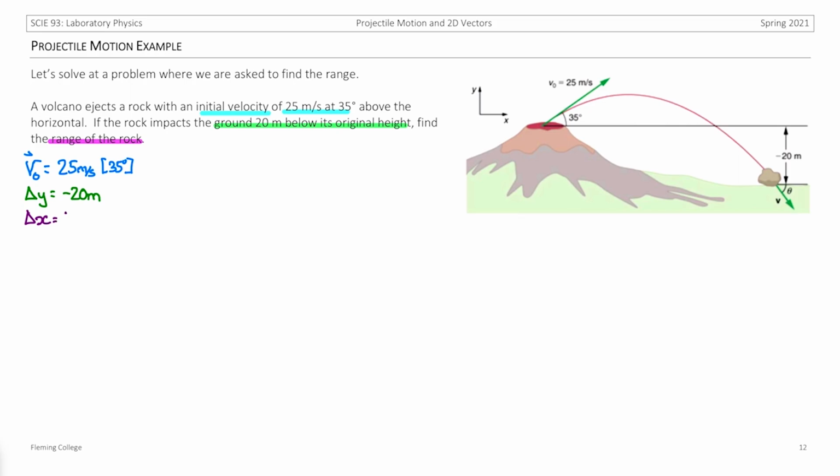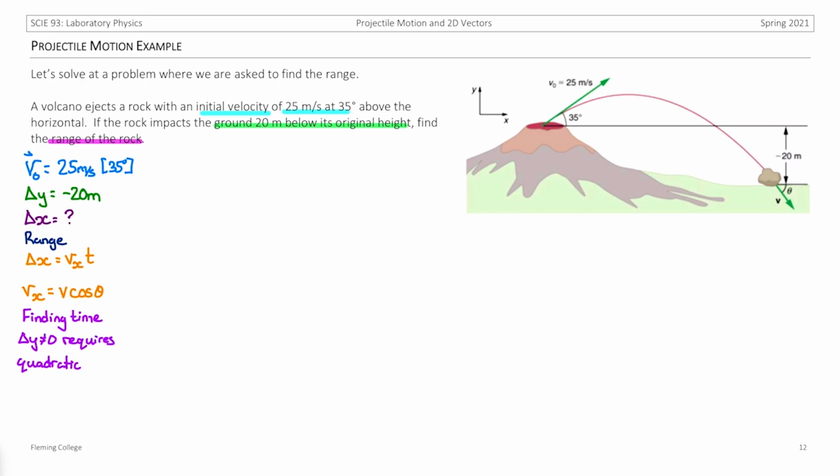To calculate range, we're going to look at delta x is equal to the x velocity multiplied by the amount of time we're flying. And that horizontal component of velocity we can calculate using the magnitude of the velocity and the cosine of the direction. Now, to solve this, we're also going to need to find time, and our vertical displacement is not zero. So this is going to require that quadratic approach.